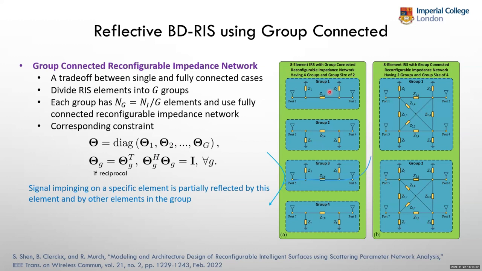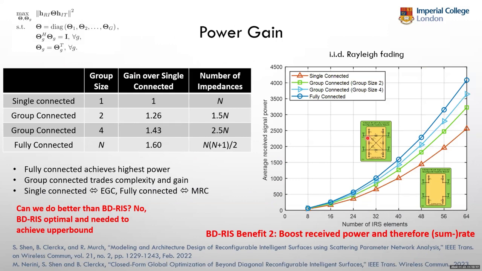And so you can change the group size. So here are actually two different examples. You can change the group size to then change the flexibility in the way you manipulate the waves. Now, I mentioned earlier you can control amplitude and phase. So that gives you a performance enhancement in terms of received power.